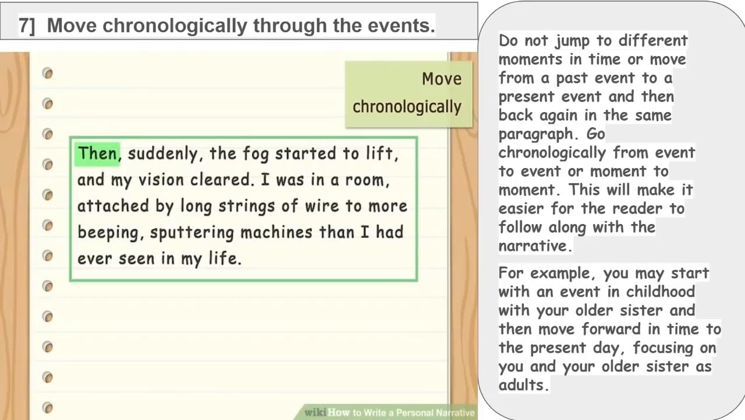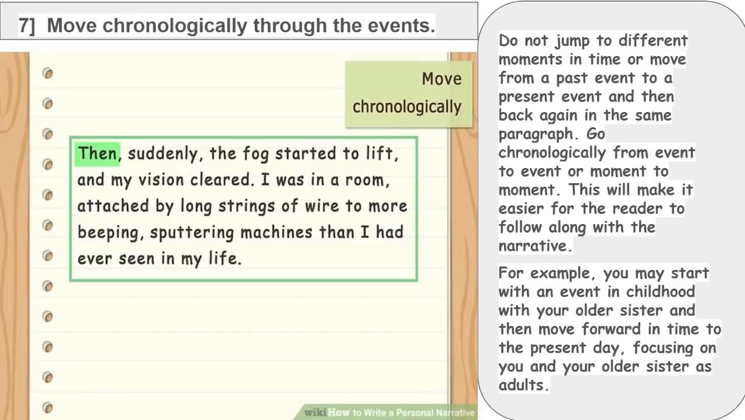Number seven, move chronologically through the events. Do not jump to different moments in time or move from a past event to a present event and then go back again in the same paragraph. Go chronologically from event to event or moment to moment. This will make it easier for the reader to follow along with the narrative.